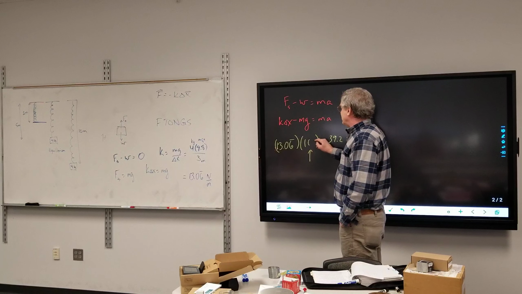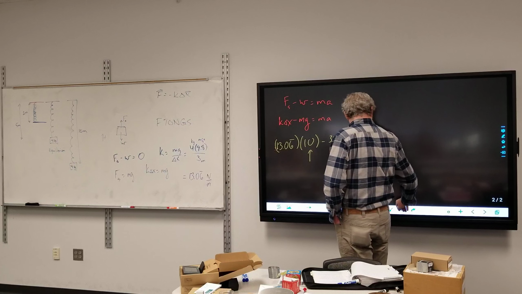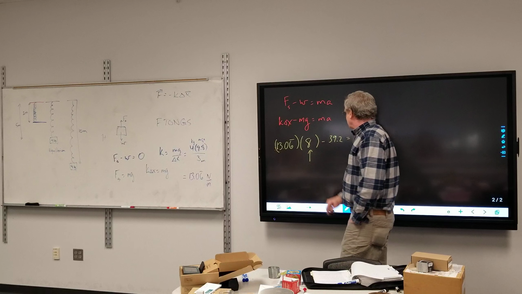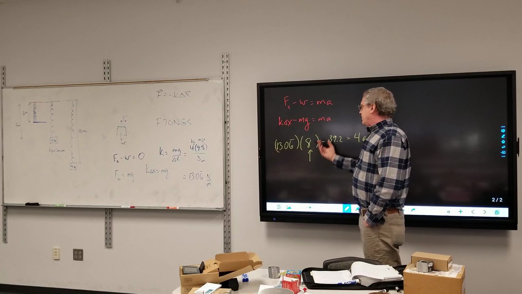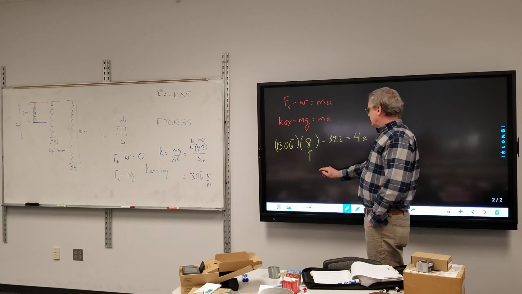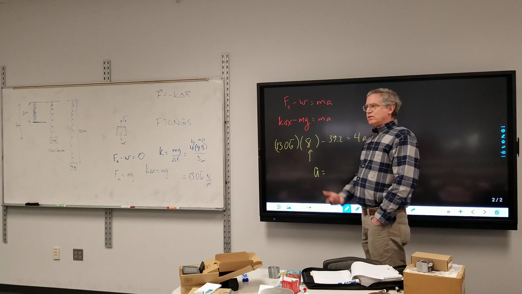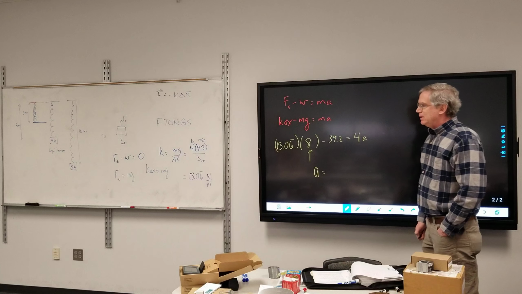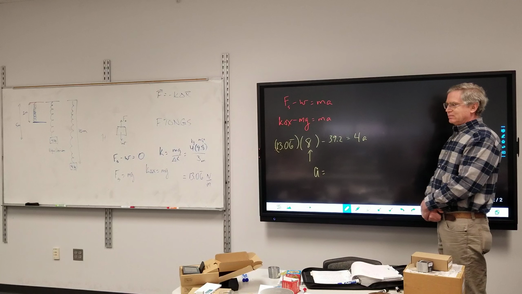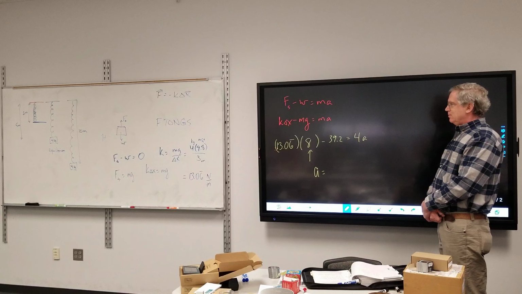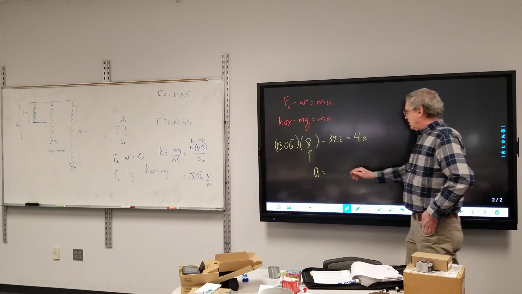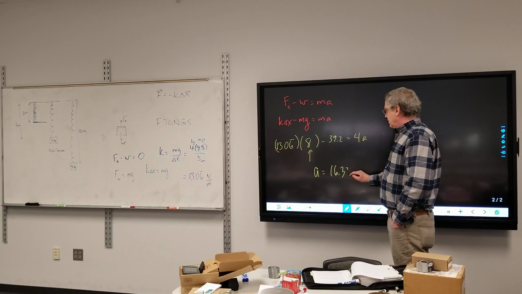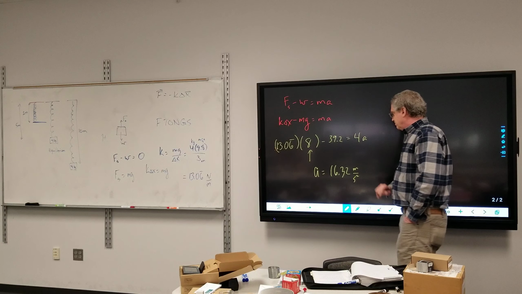All right, so that's not 10, 8. Yeah, 8. So we end up with whatever that ends up being. So A equals, and someone's going to tell me the magic number. 16.32 meters per second squared. All right.